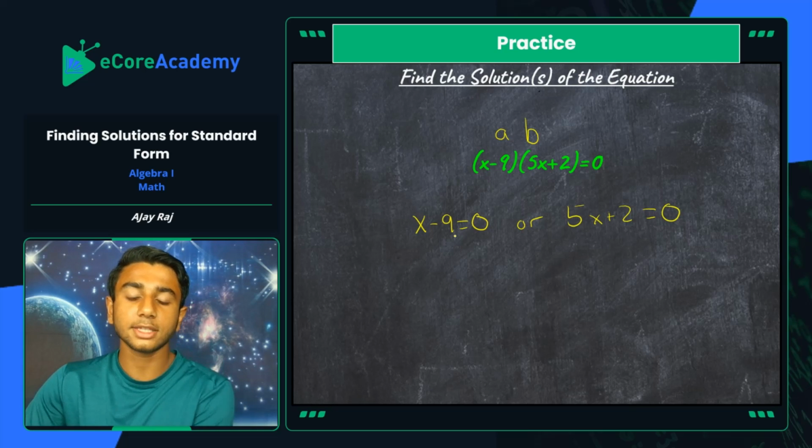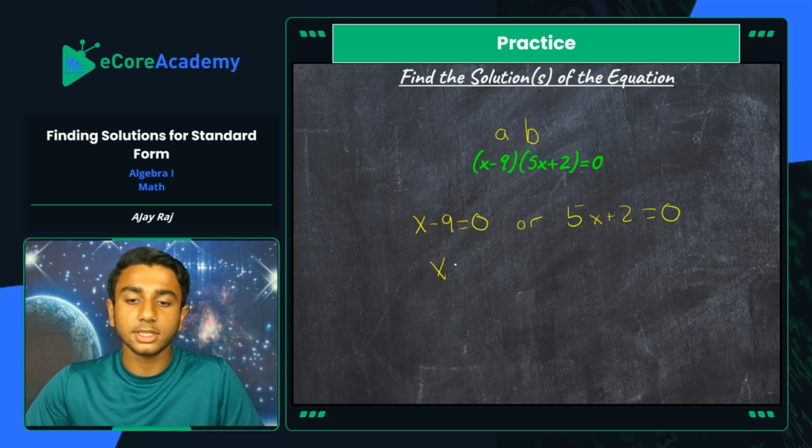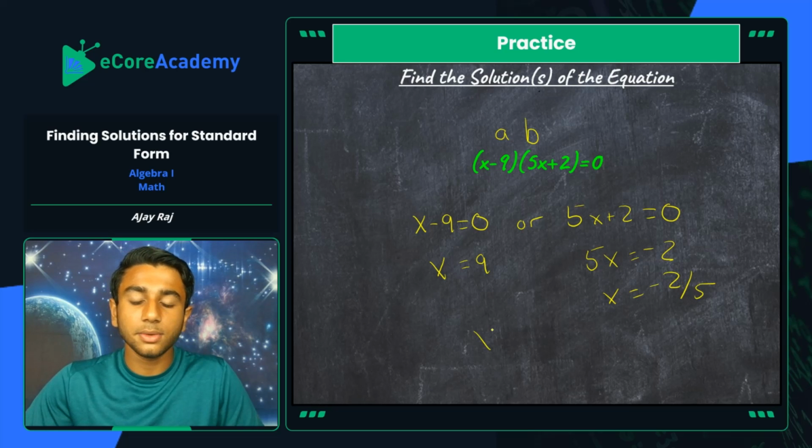So in this case, we see that x minus 9 equals 0. Simple equation, x equals 9. And then 5x plus 2 equals 0. 5x equals negative 2. x equals negative 2/5. So x can equal either 9 or negative 2/5.